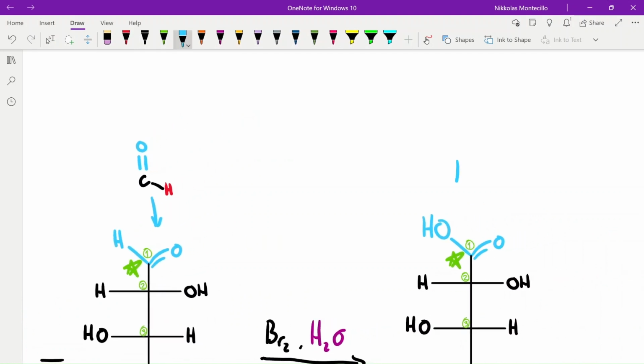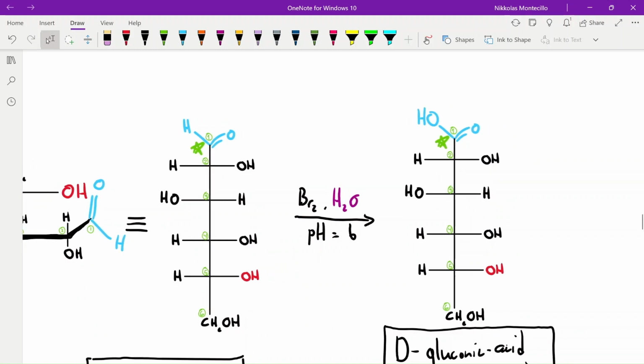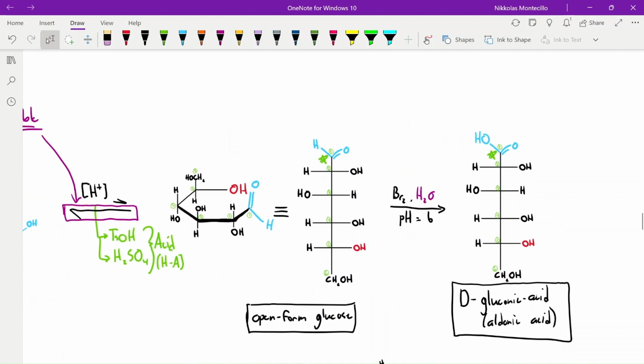On the other hand, the carbon atom here doesn't own the majority of the electrons, because most of these electrons are owned by the two oxygen atoms in the carboxylic acid functional group. Okay. So essentially, what we see here is a change in the oxidation state of carbon 1 when glucose becomes an aldonic acid. Okay.